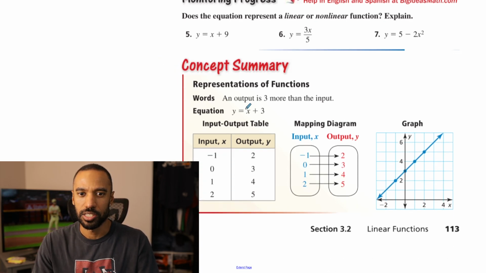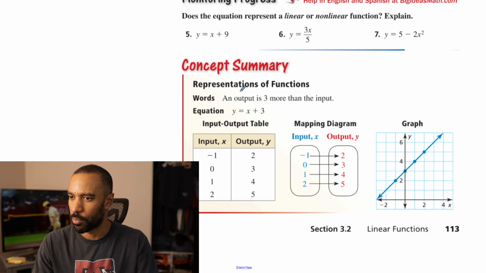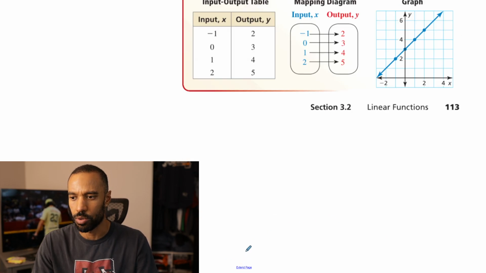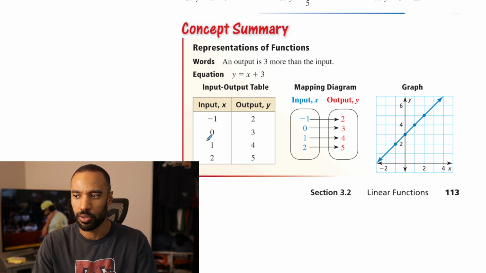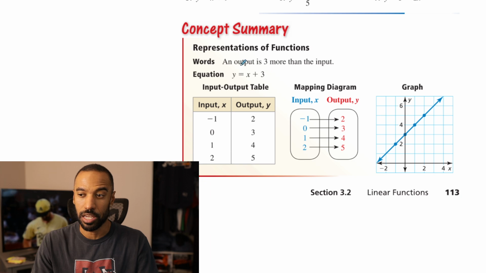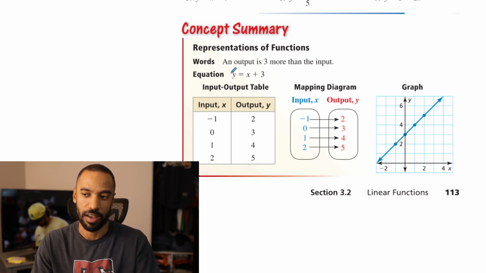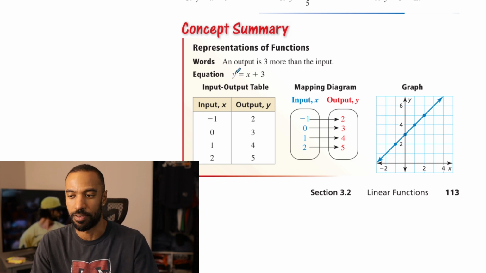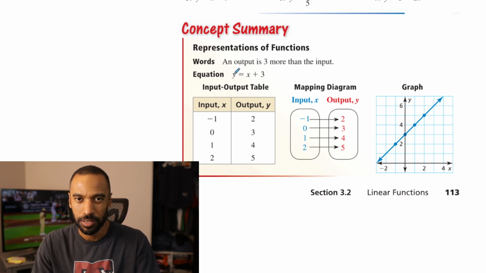So there's a concept summary here. Let's see what I want to refer to. Representations of functions, just to remind you of what functions are. In a table, x's can't repeat with different y values. In an equation, you can only substitute one value of x. For every value of x, you can only get one y value out from it.